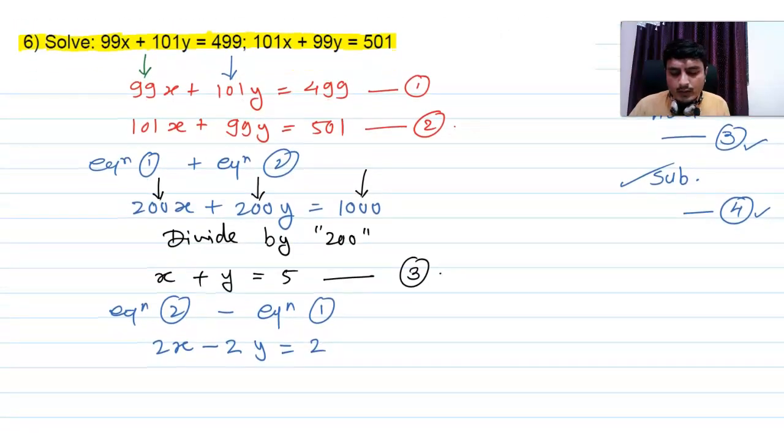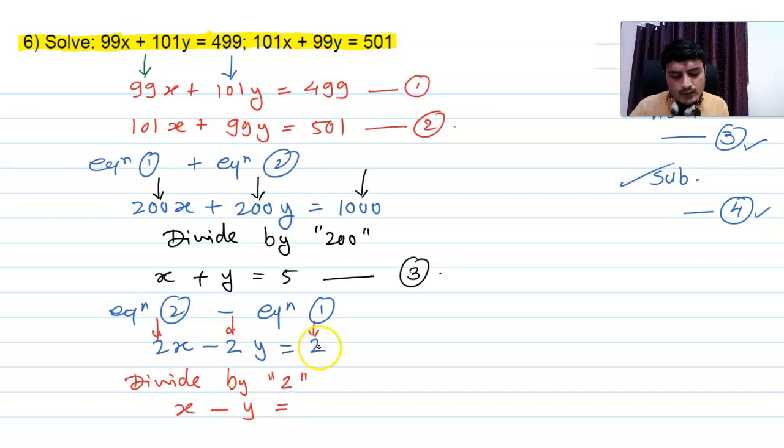Now look at the coefficients of variables x, y as well as the constant. All are divisible by 2. So divide the equation throughout by 2. We get 2x divided by 2 is x, minus 2y divided by 2 is y, that is equal to 2 divided by 2, we have 1. Let's call it equation number 4.